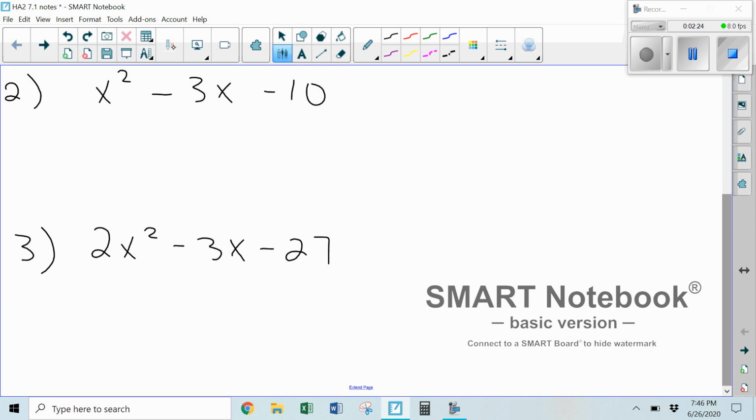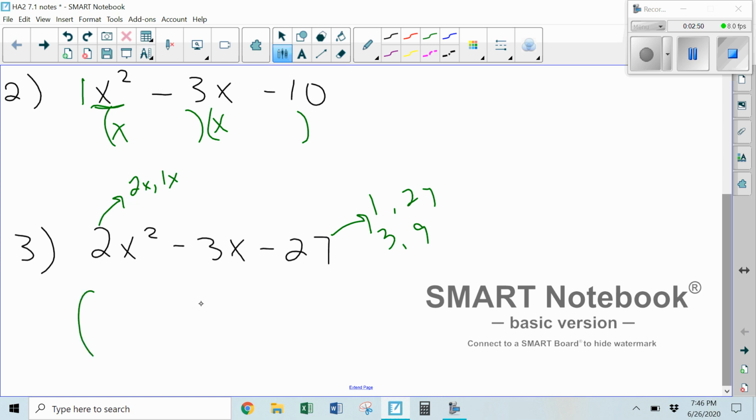So to go through this one, you're still going to do factors of 27. So we have 1 and 27, 3 and 9. But now you have to worry about things that multiply to 2, which is a 2x and a 1x. Before it was just a 1, so it was 1x times 1x, which is why both of these started with x, because x times x is x squared. But here, one of them is going to say 2x, and one of them is going to say x. So we have a couple combinations to try. Let's write 2x, and 1x, or just x.